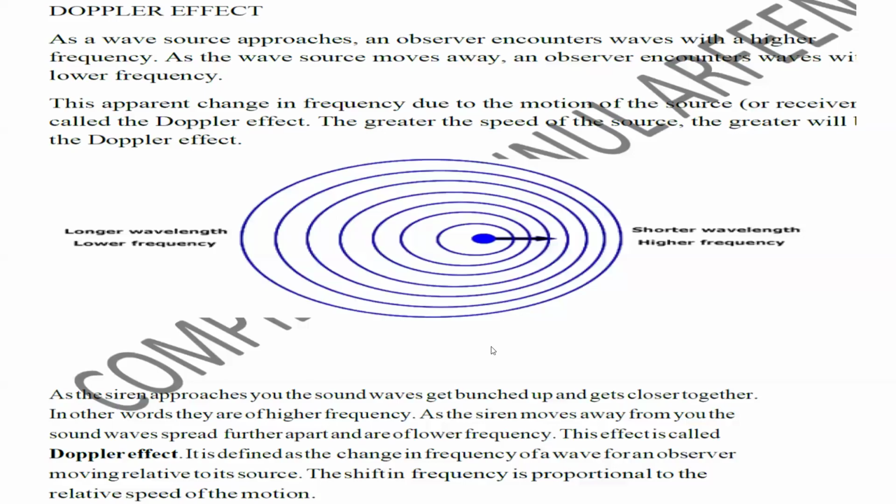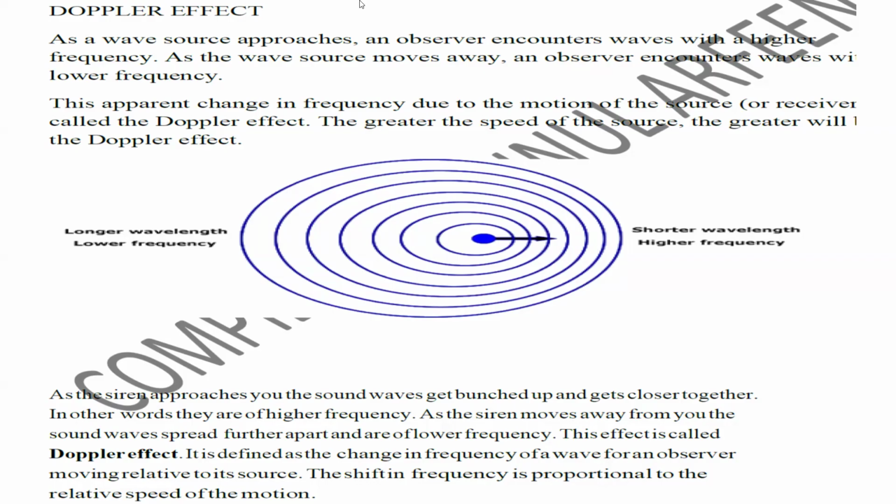So today we'll start the topic with the Doppler effect. In the last session we discussed polarization, and today we'll do the Doppler effect, the formation of interference, and the formation of standing waves. First, how do we define the term Doppler effect?